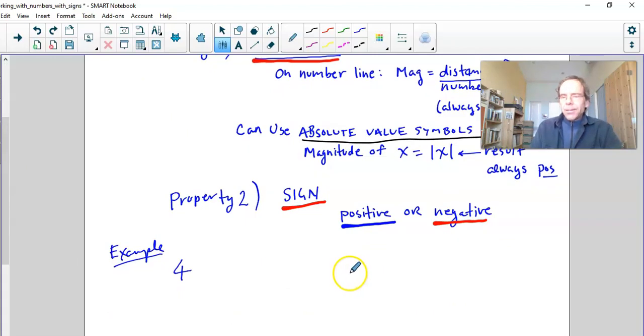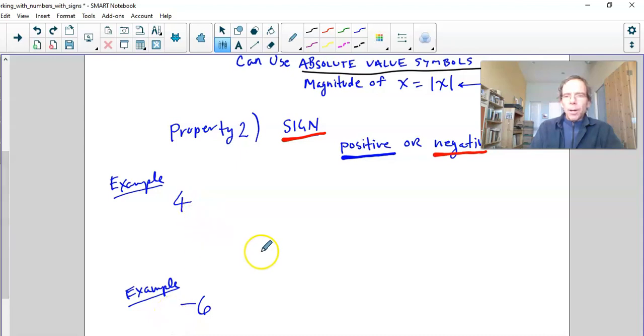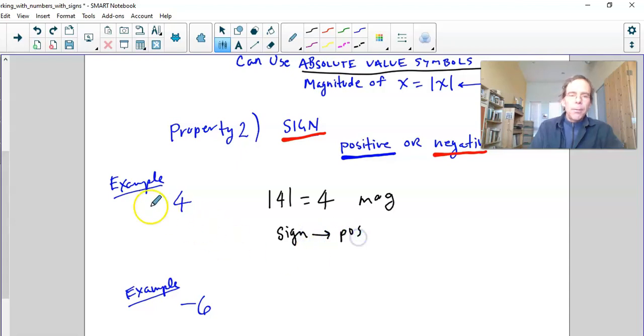And then the sign. So a number has two properties. It has a magnitude and then it has a sign. And the sign is either positive or negative. All right, so let's say we have the number 4. What's the magnitude of 4? Well, we take the absolute value and we always get a positive, so we actually get the same number, positive 4. So the magnitude is 4. And the sign, we don't see any negative sign, so this is a positive number. The sign is positive.